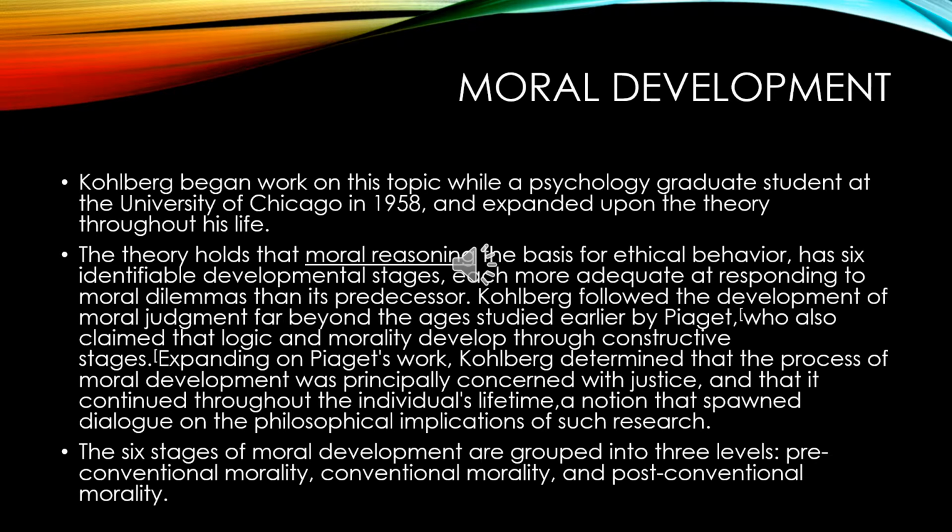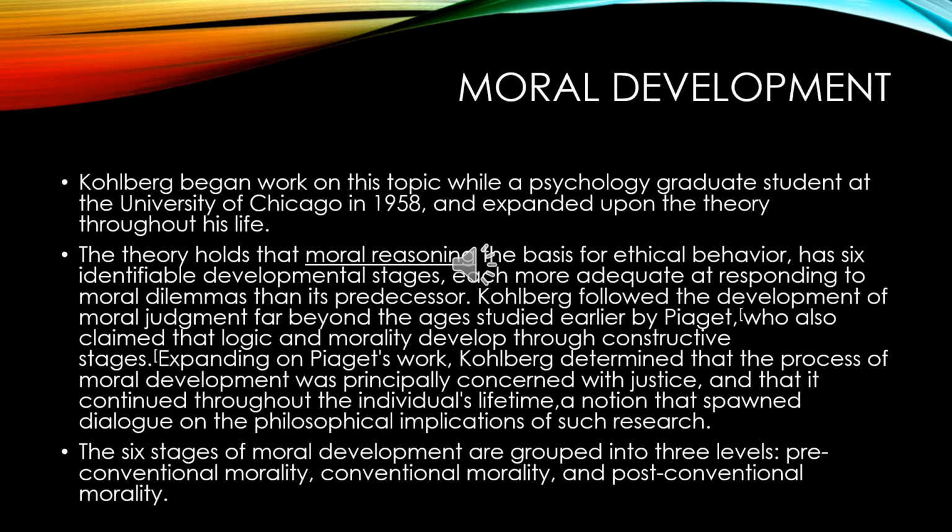Now let's dig a little deeper into moral development. Kohlberg began work on this topic while a psychology graduate student at the University of Chicago in 1958 and expanded upon the theory throughout his life. The theory holds that moral reasoning, the basis for ethical behavior, has 6 identifiable developmental stages, each more adequate at responding to moral dilemmas than its predecessor.